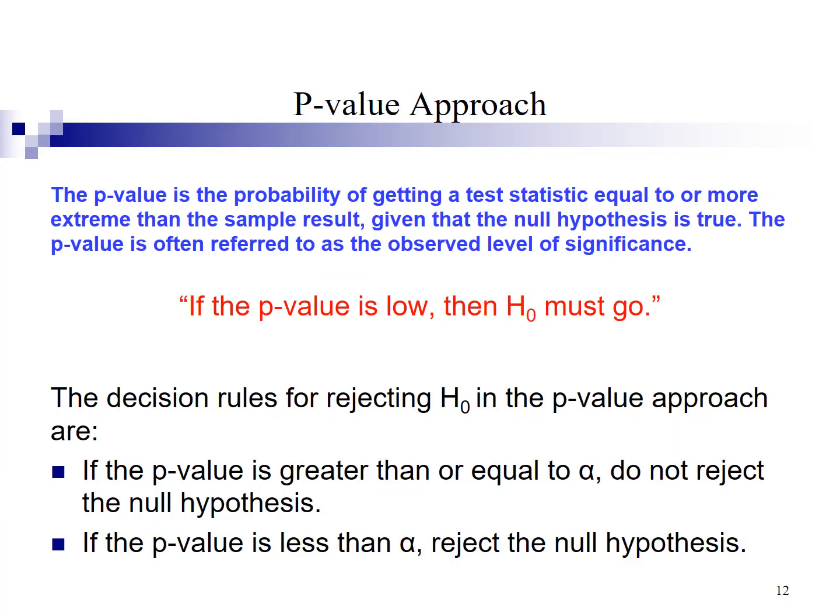You can also observe the p-value to decide on the region of rejection. The key is, if the p-value is low, then null hypothesis must go. If the p-value is greater than or equal to alpha, do not reject the null hypothesis. If the p-value is less than alpha, reject the null hypothesis.